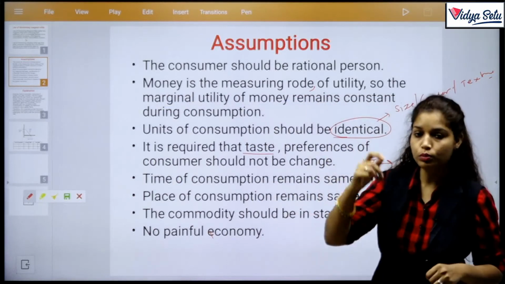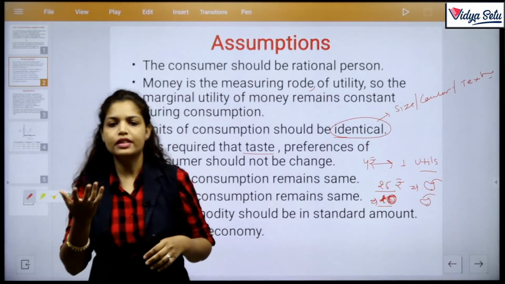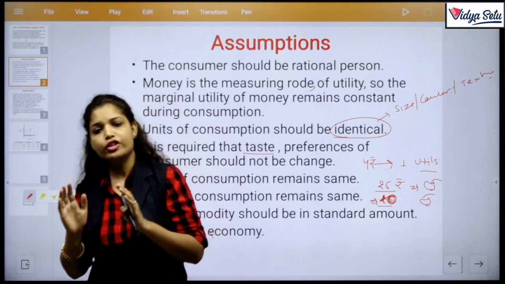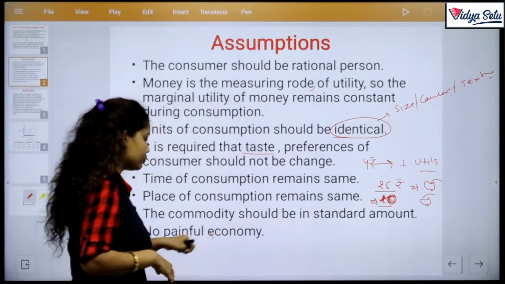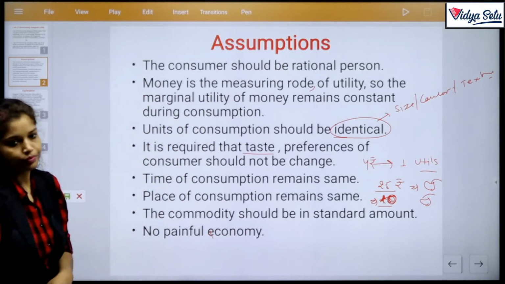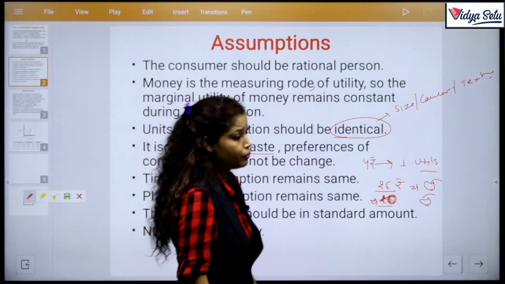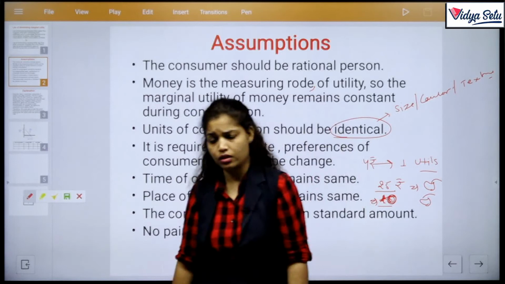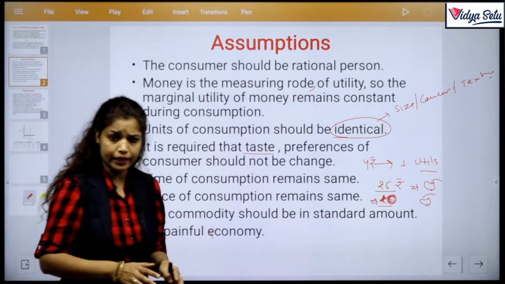और अगर आपको कोई बूंद बूंद करके पानी पिलाए, तो आपकी जो थ्रस्ट है गिरने की बजाय बढ़ जाएगी. That means the commodity should be in standard size. Clear? No painful economy. It means no painful economy. Like for example, if someone is injured in an accident, clear?